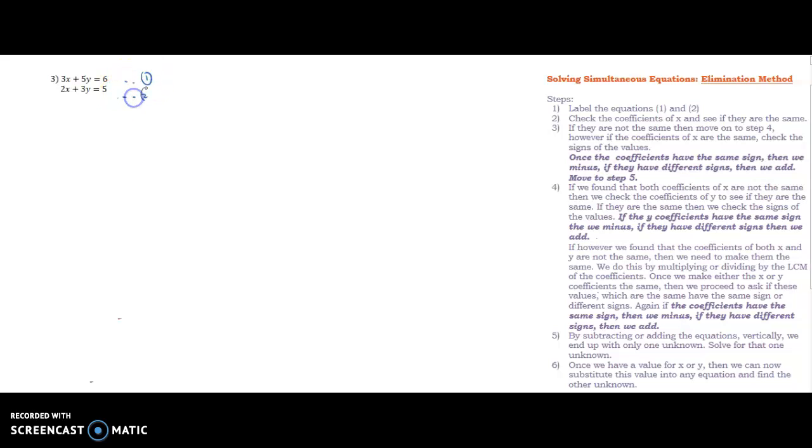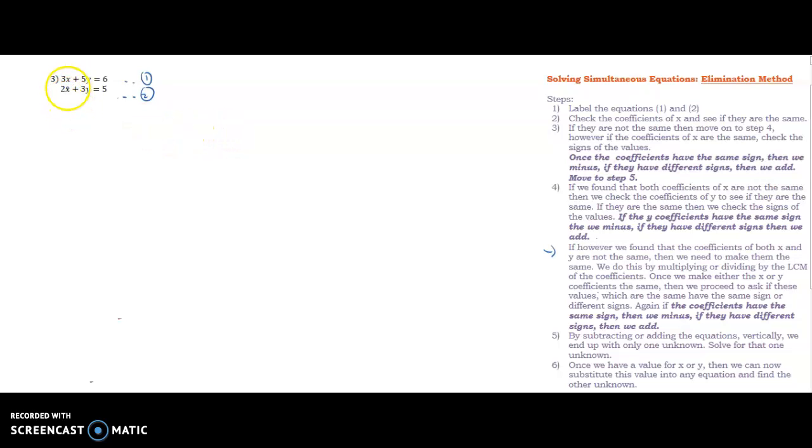You label, and then you analyze your coefficients. So I'm looking at 3 and 2, different numbers. So we don't like that. Then we're looking at 5 and 3, different numbers again. We don't like that either. The reason why we wouldn't like that is because they're different numbers, so we have a little more work to do. So I'm jumping down to this section here. And it says, if we found that the coefficients of both x and y are not the same, then we need to make them the same. We do this by multiplying or dividing by the LCM of the coefficients. Once we make either x or y the coefficients the same, then we proceed to ask if these values, which are the same, have the same sign or different signs. And the process is the same after that.